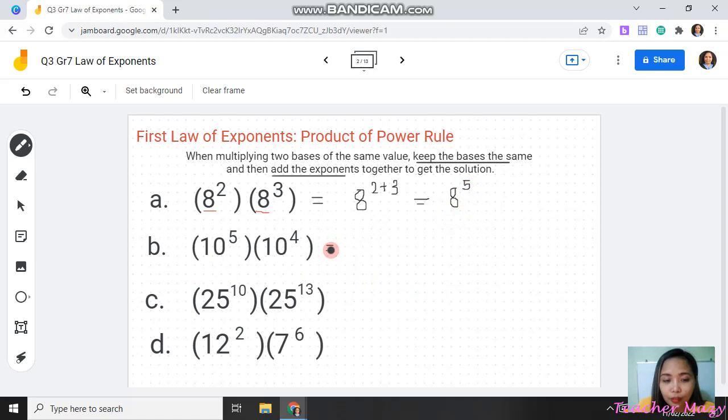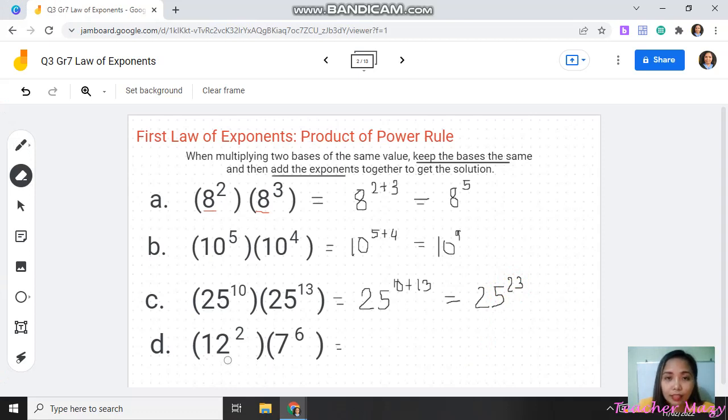Next, for letter B, or the second given, our base is 10. So 10 is the base, and then we need to add the exponents. That is 5 plus 4, which is 9, so the answer is 10 raised to 9. For letter C, the base for this given is 25. And then add its exponents. So 10 plus 13, that is equal to 23. So 25 raised to 23.